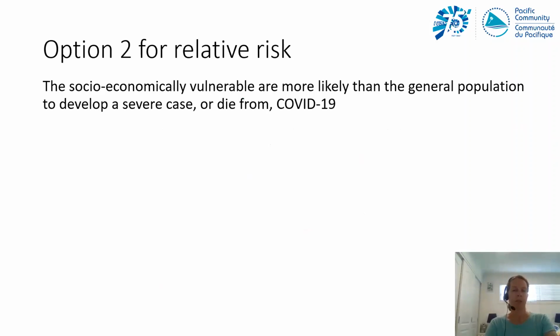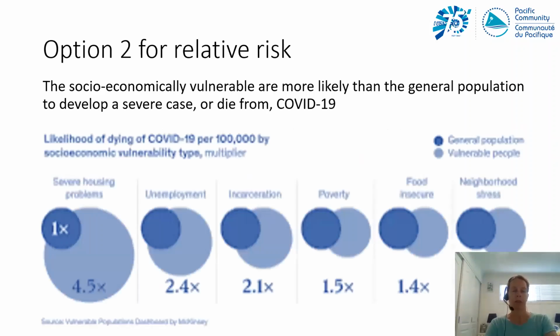Another graph I've seen which I thought was quite good, sorry for the quality of it, and again using dots, but this time proportional dots. So this graph is showing for certain vulnerable populations, which are the lighter colour circle, against the general population, what the relative risk is for developing a severe case or from dying from COVID.